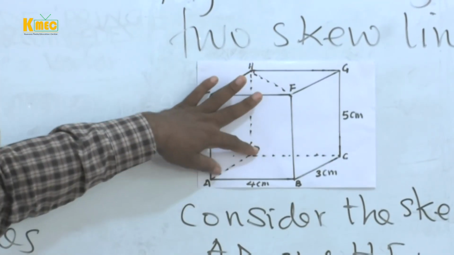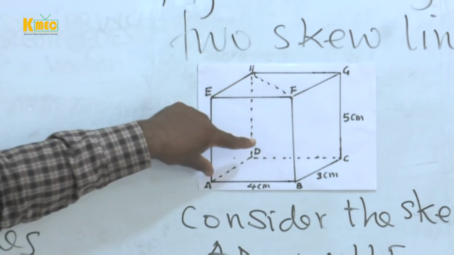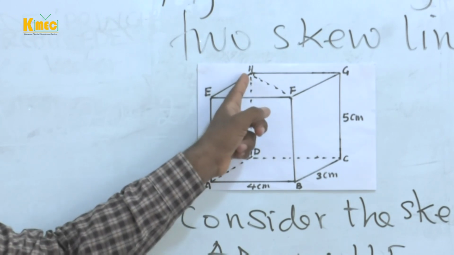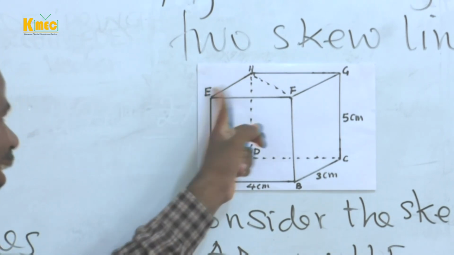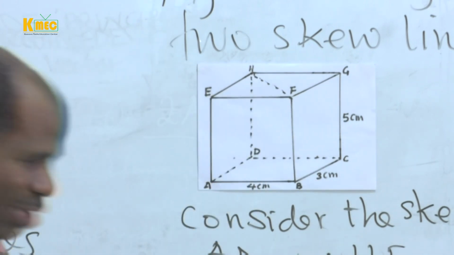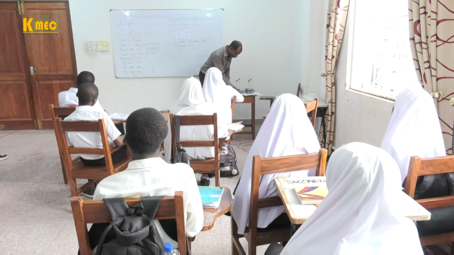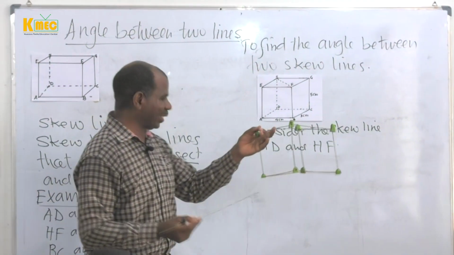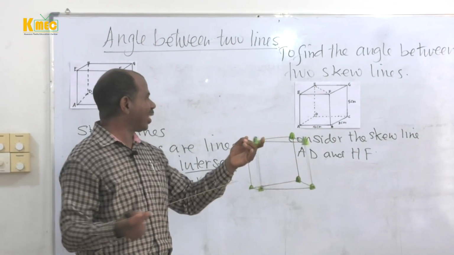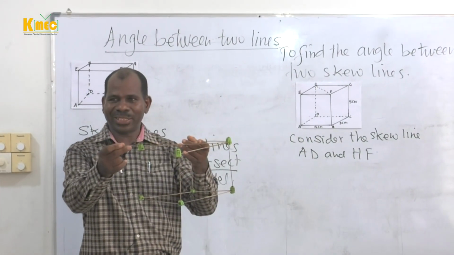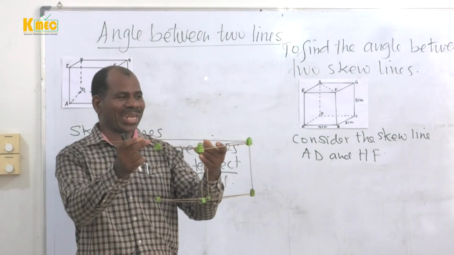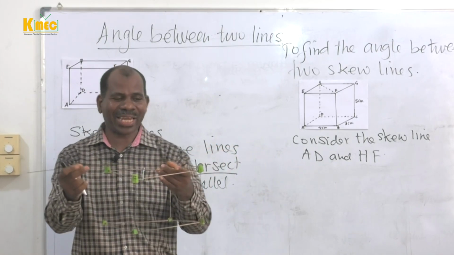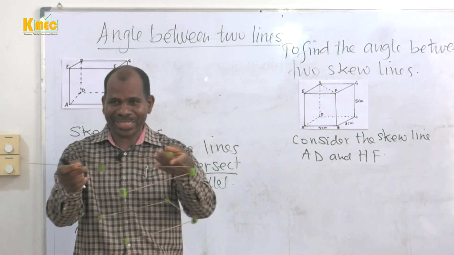So if we take this line AD, if we find a line which is parallel to AD, which is the line EF, then the line will intersect. And the required angle will be angle EHF. If you go to the skeleton, most of the time I like to use the skeleton. The line AD is just this line, and the line HF is like this line. So this line is parallel to this, and now we have a triangle.